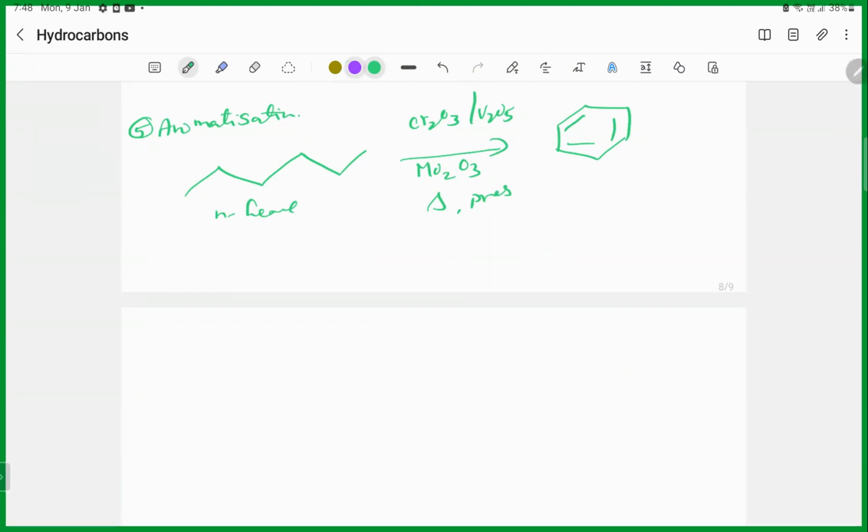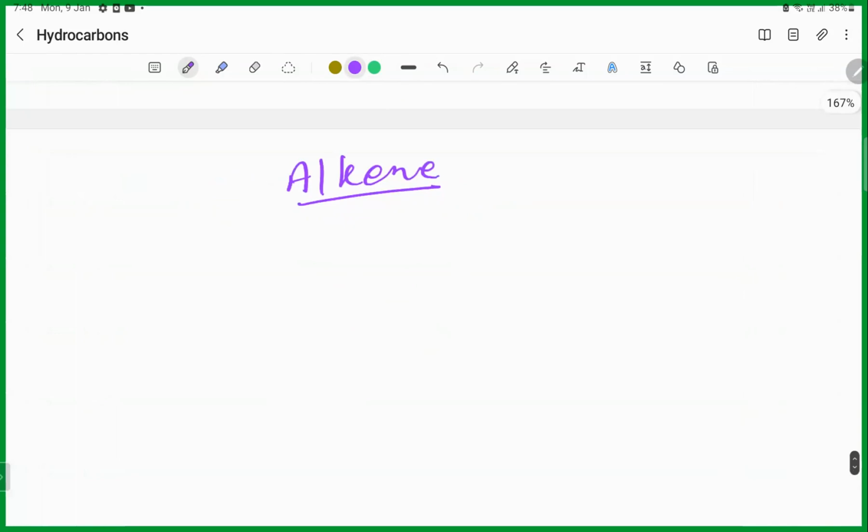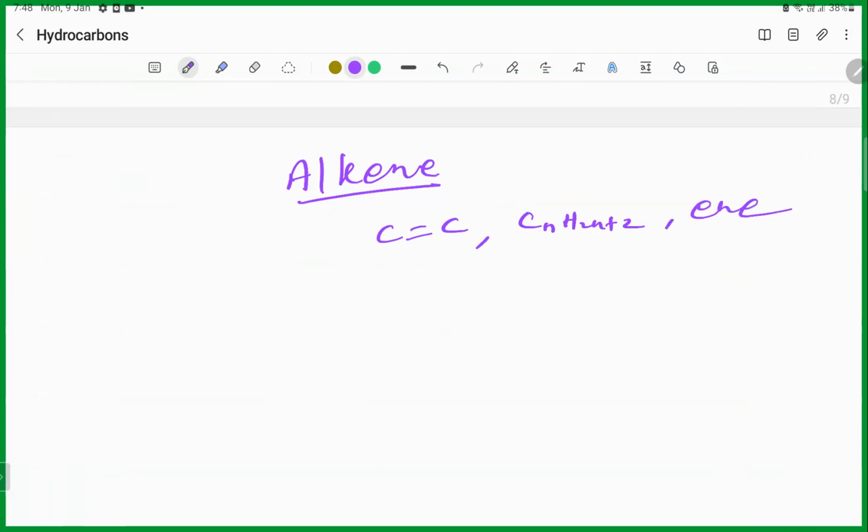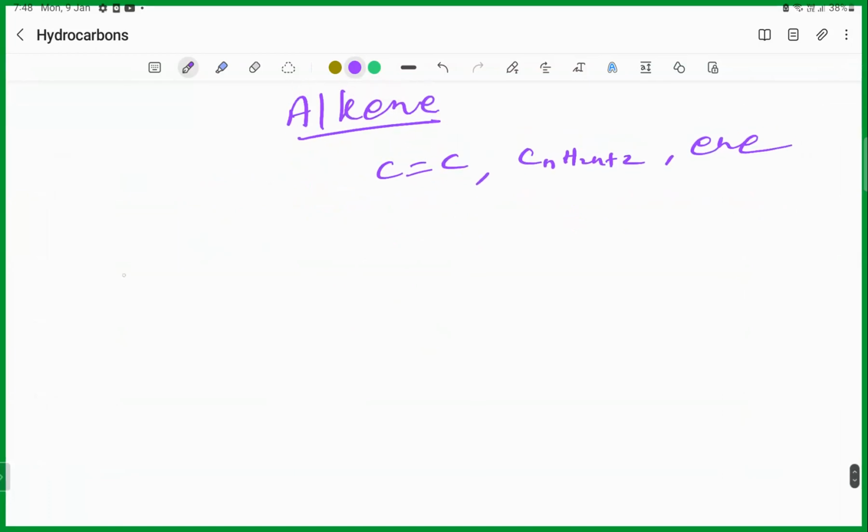So what are alkenes? Alkenes are hydrocarbons which possess a carbon-carbon double bond. They have the general formula CnH2n. The name should end with ENE. The double-bonded carbons are sp2 hybridized. When you are giving the name, you have the alkane, you remove the ANE and add ENE, then it becomes alkene.